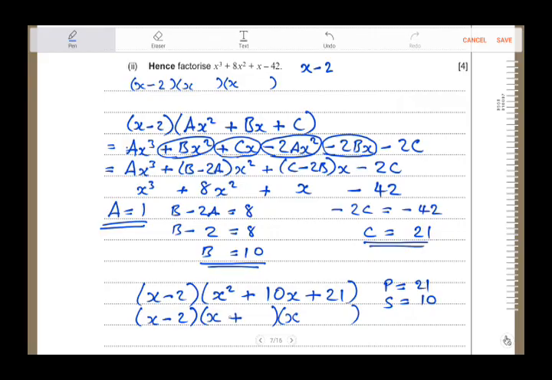So it's plus 3, plus 7. I could have put plus 7 and plus 3 there. It doesn't matter which side I put them. So let's double check. 3 7s are 21, and 3 plus 7 is 10. And there is my final answer.